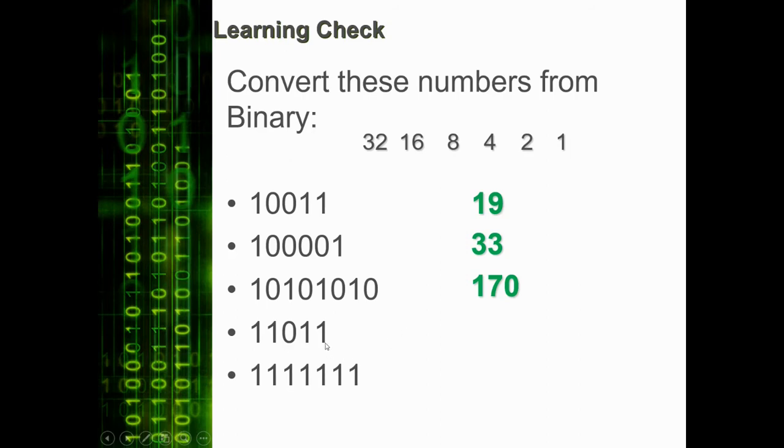The fourth one, the 1 and the 2 are turned on. The 4 is turned off. The 8 and the 16 are turned on. So we end up with 16 plus 8 plus 2 plus 1 is 27. This last one, the 1, 2, 4, 8, 16, 32, and 64 are all turned on. So we would add up 64 plus 32 plus 16 plus 8 plus 4 plus 2 plus 1, and we're going to get 127.